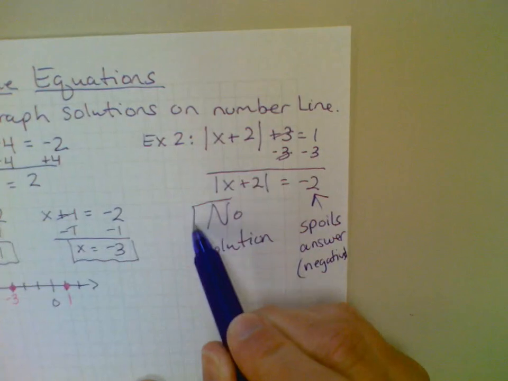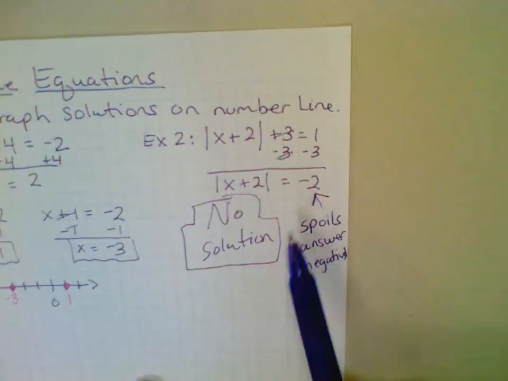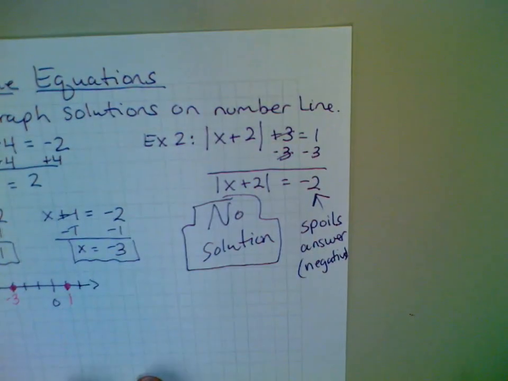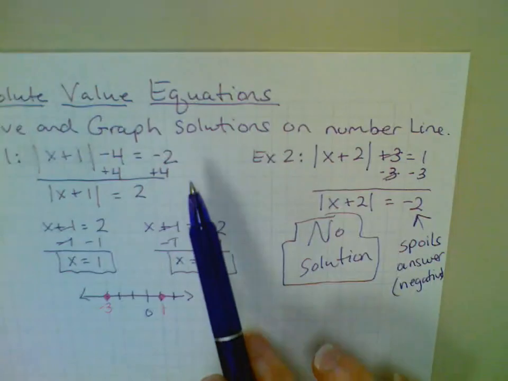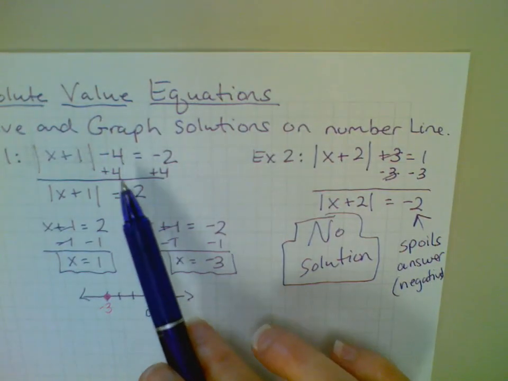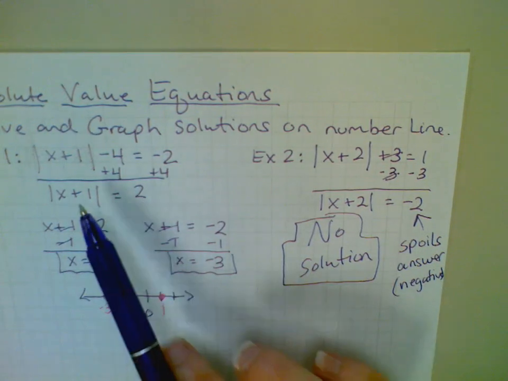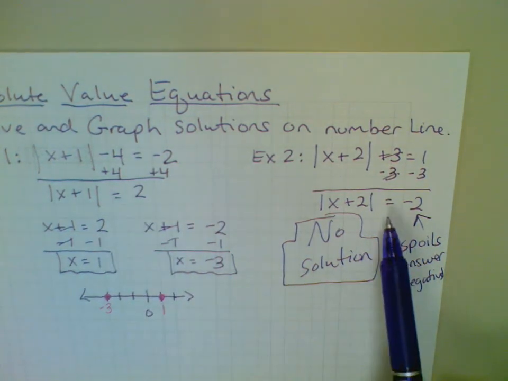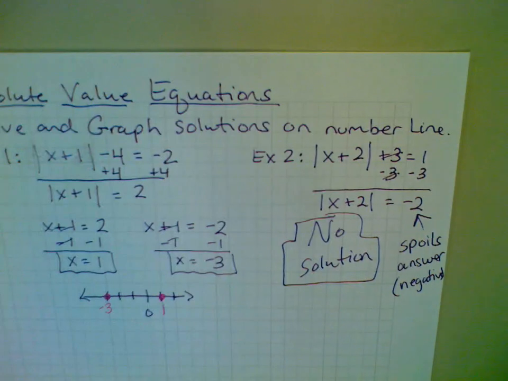But you've got to be mindful when you're working through those and look out for that negative. It can be a negative to begin with, like it started out here, it was negative, but when we added the 4, it turned positive, so everything was good. This one, when we subtracted the 3, that's what spoiled it.